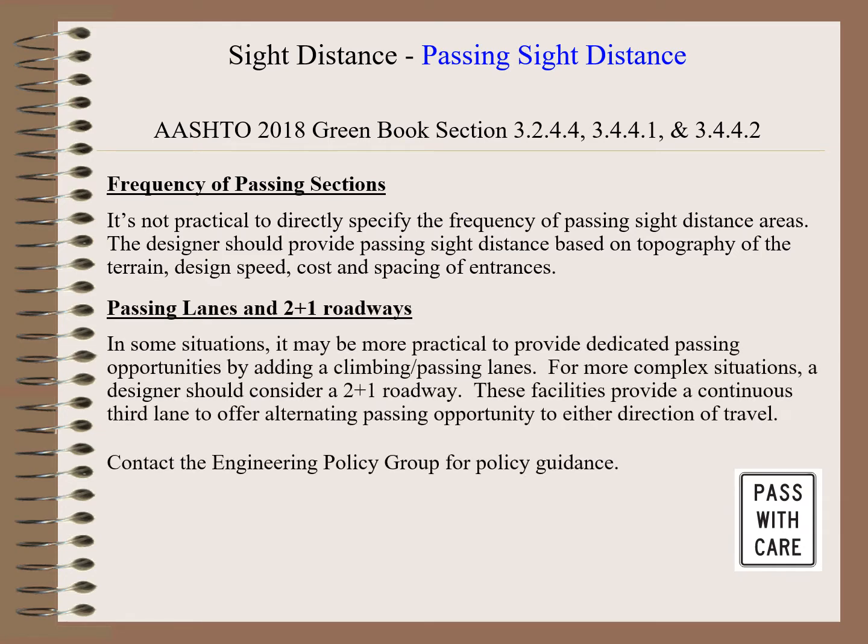Passing lanes and 2+1 roadways. In some situations, it may be more practical to provide dedicated passing opportunities by adding a climbing/passing lane. For more complex situations, a designer should consider a 2+1 roadway. These facilities provide a continuous third lane to offer alternating passing opportunities to either direction of travel. Contact the Engineering Policy Group for policy guidance.